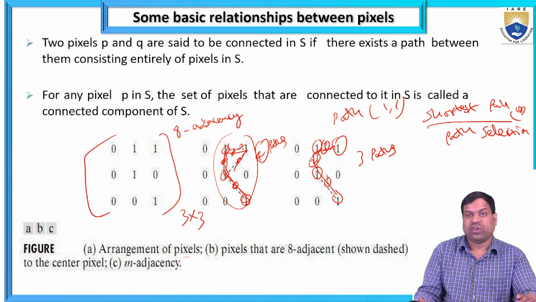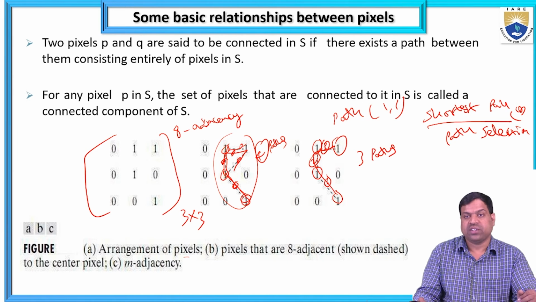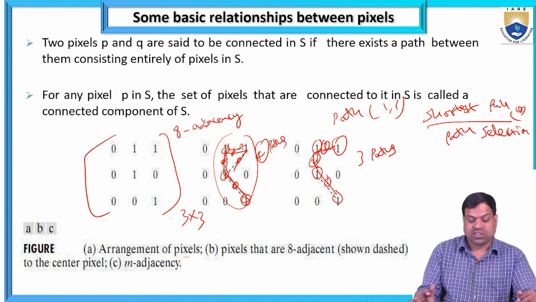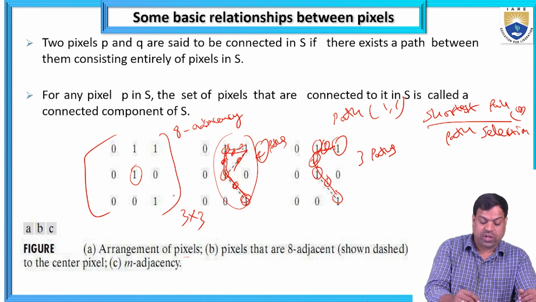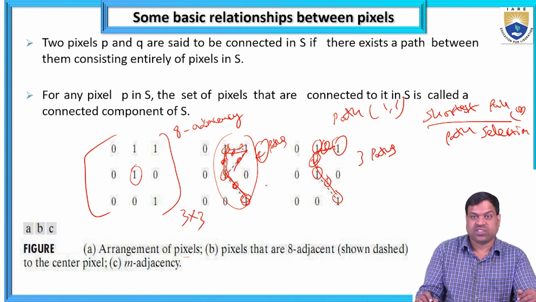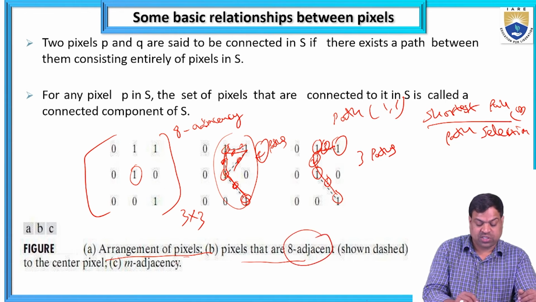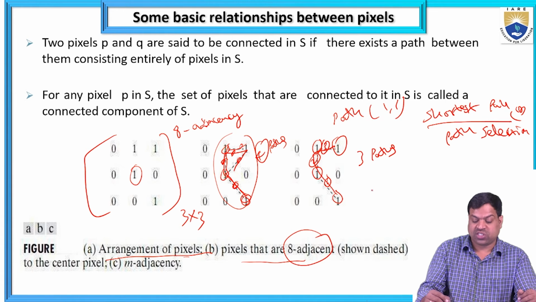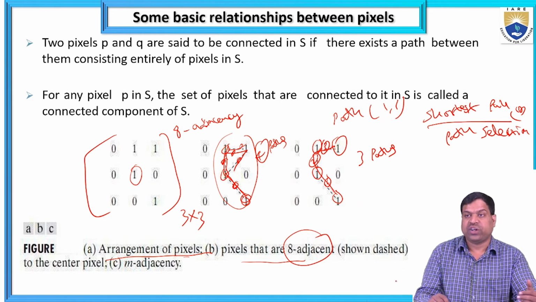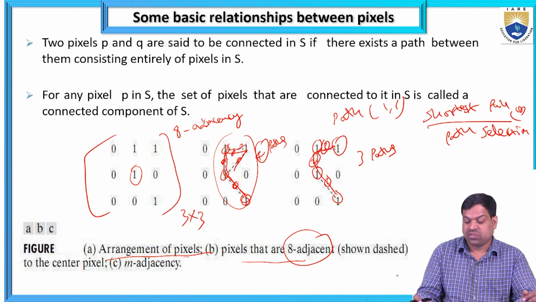Here I am taking one example of a 3 by 3 matrix for 8 adjacency. From this point of view, how many neighbors are there? 8. So it is an 8 adjacency. The arrangement of pixels is with 8 adjacency, and the dashed numbers show the shortest path or path selection. Path selection is different, shortest path is different.